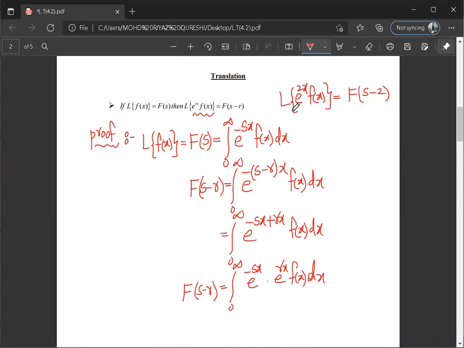Once again, we use the same definition. This f(x) value will be the same, and this s value will be the same. So with respect to this problem, can we write it like this? F of s minus r is equal to e to the power of minus sx, which is there in our definition. Instead of this, can we write L of e to the power of rx into f(x) into dx? Can we write like this?